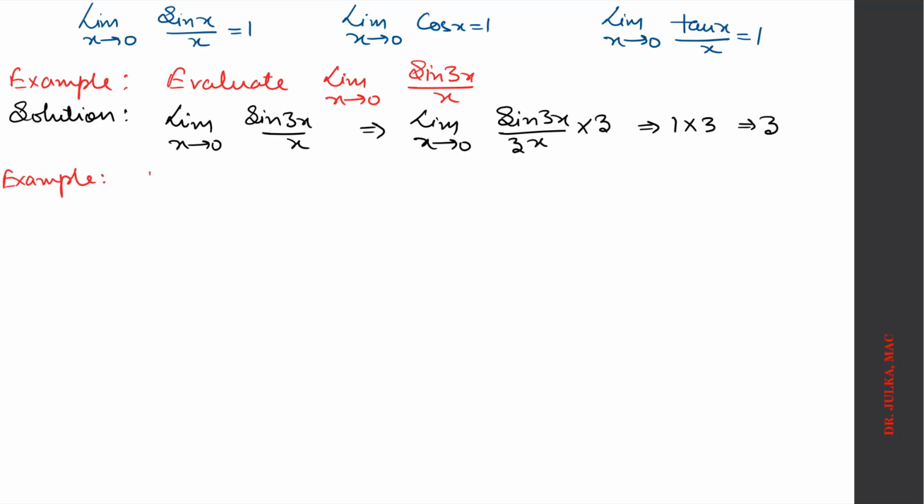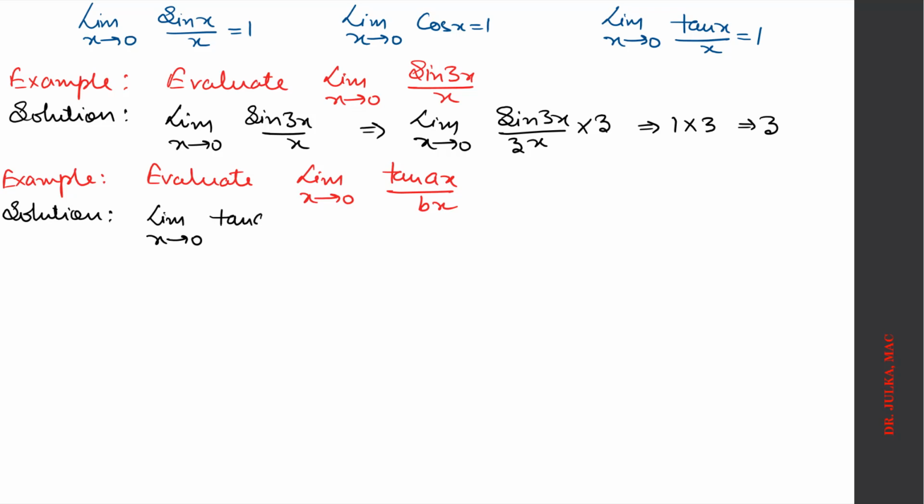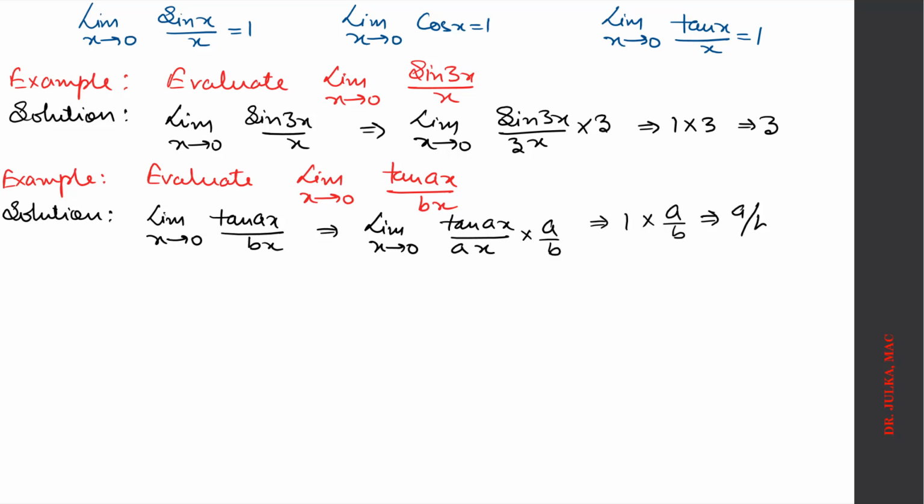Next example. Evaluate limit x tends to 0 of tan ax upon bx. Here we need tan ax upon ax. So first of all, we'll take b common and get limit x tends to 0 of tan ax divided by x. So we'll divide by a and multiply by a, and now we have limit x tends to 0 of tan ax upon ax multiplied by a by b, and the answer is 1 multiplied by a by b, which equals a upon b.